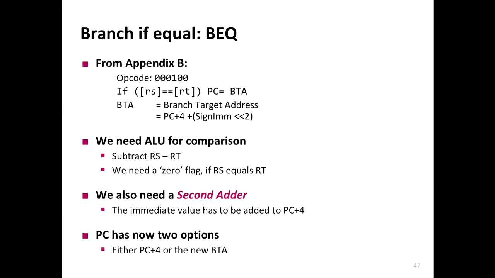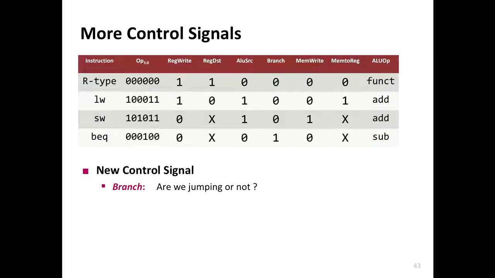So let's go back to the PC plus 4. Now let's go back to the program counter, which we haven't touched at all. The only thing the PC can do is increment by 4 on every clock cycle. But now your PC not only has to have PC plus 4, but it can also be the new branch target address. So you need some way to multiplex the PC addresses as well. For that, we will add a new control signal called Branch, which will just indicate whether you're going to have a jump instruction or some kind of branching or not.